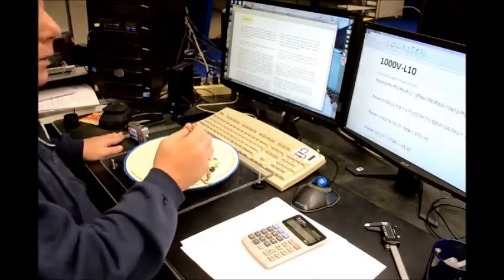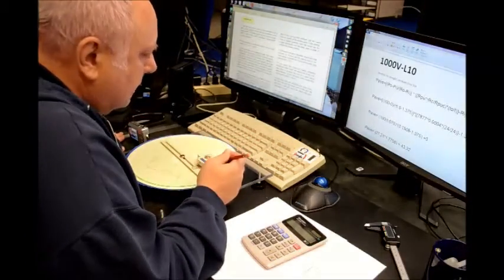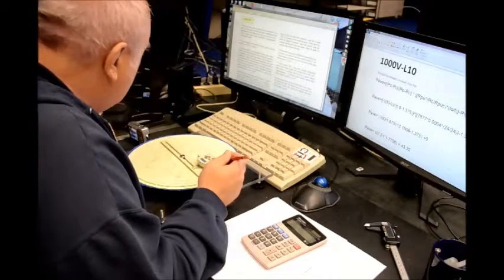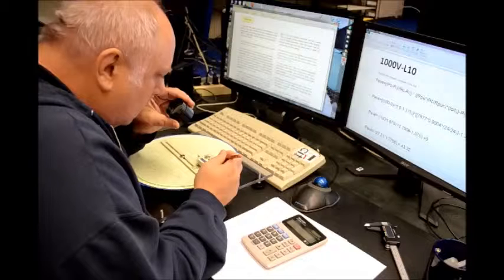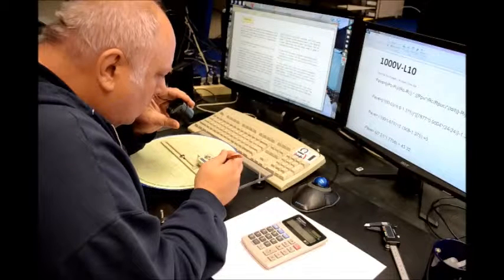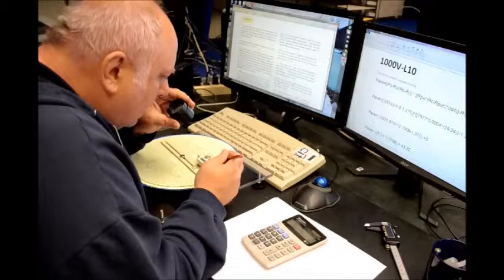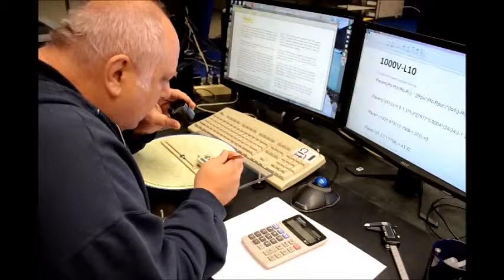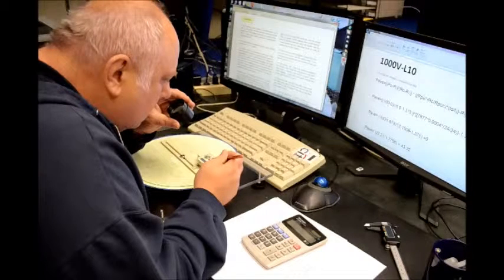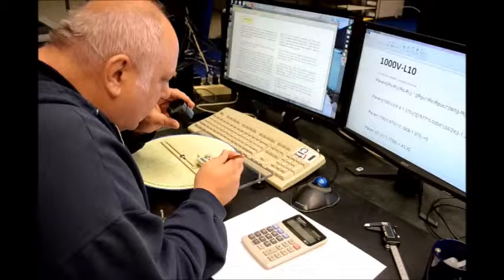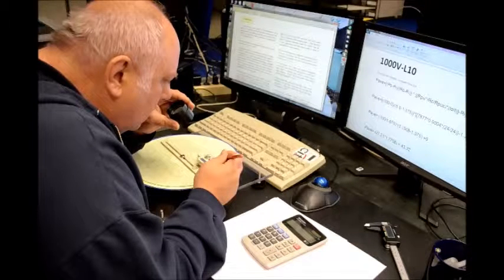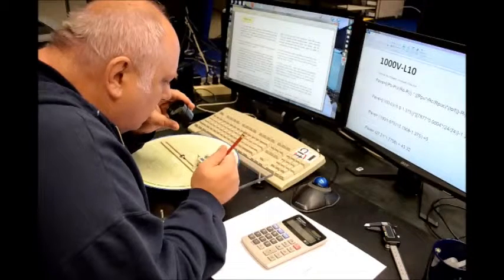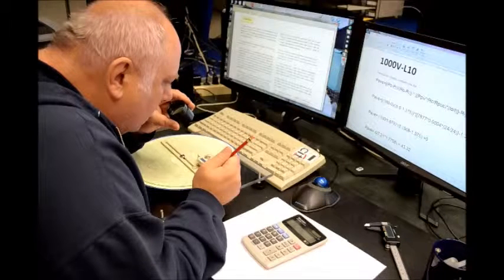The next significant digit, as we count the lines up from the last number read, I see, looks like 7. And then the fourth significant digit is read by lining up the vernier scale with the other scale. So it looks like about 4.